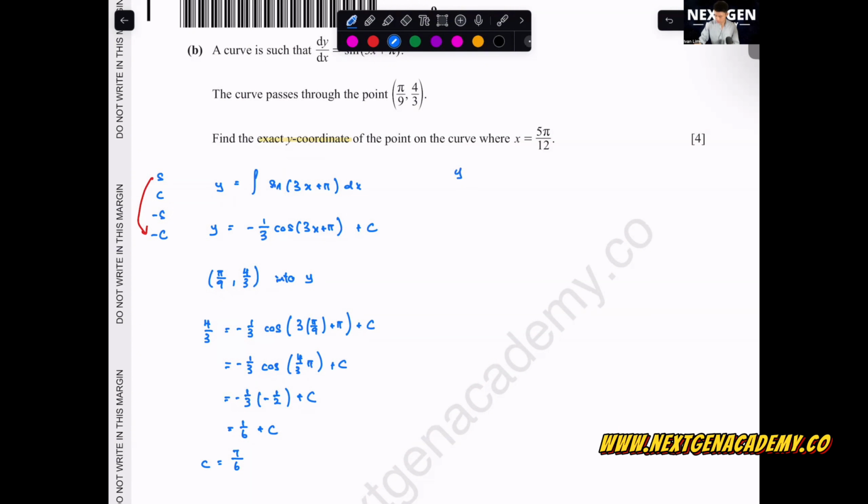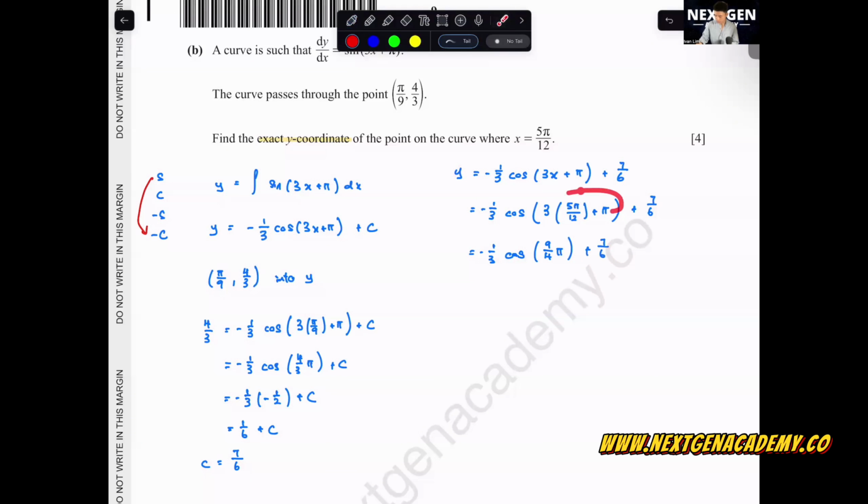Okay, so the equation of the curve is y equals negative 1 over 3 cos(3x plus pi) plus 7 over 6. Okay, we're going to substitute in the x value. So negative 1 over 3 cos(3 times 5 pi over 12 plus pi) plus 7 over 6. Yeah, I always simplify the inside one first. So 3 times 5 divided by 12, 5 over 4, plus 1. Then it's 9 over 4 pi.